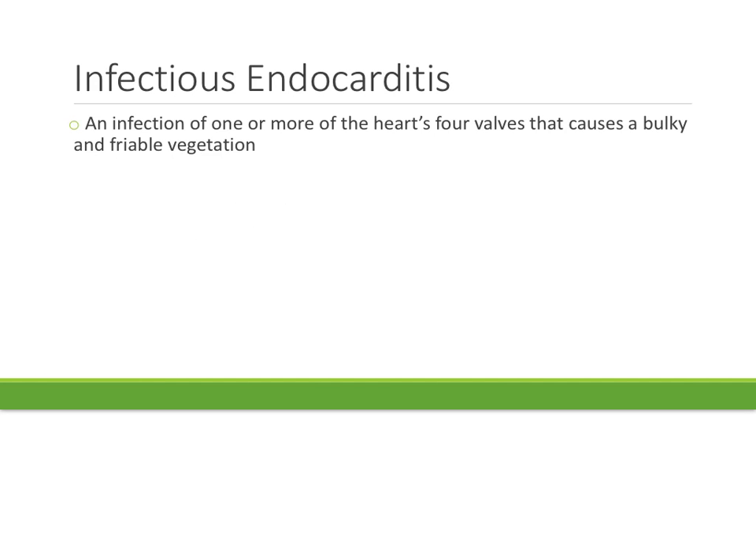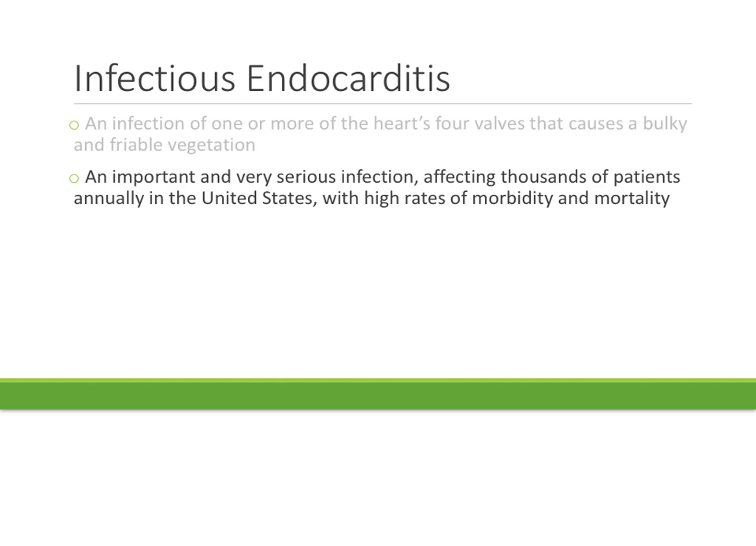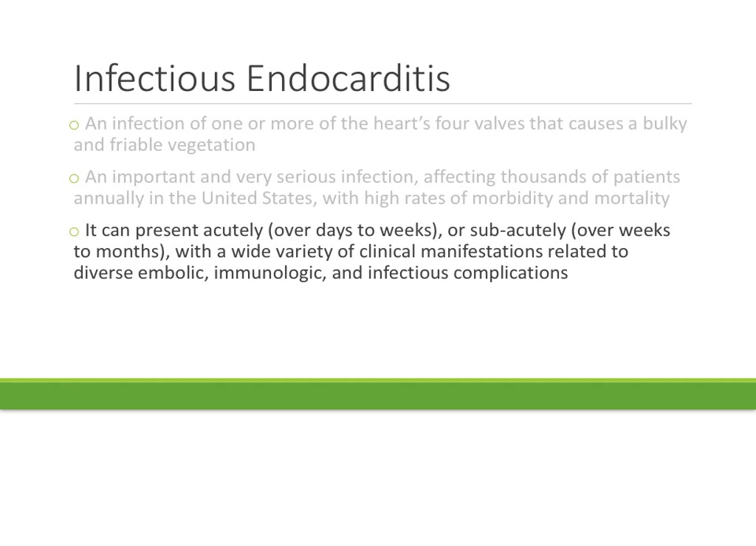First, let's go over what infectious endocarditis is. It's an infection of one or more of the heart's four valves that causes a bulky and friable vegetation. It's an important and very serious infection affecting thousands of patients annually in the United States, with high rates of morbidity and mortality. It can present acutely over days to weeks or subacutely over weeks to months, with a wide variety of clinical manifestations related to diverse embolic, immunologic, and infectious complications.